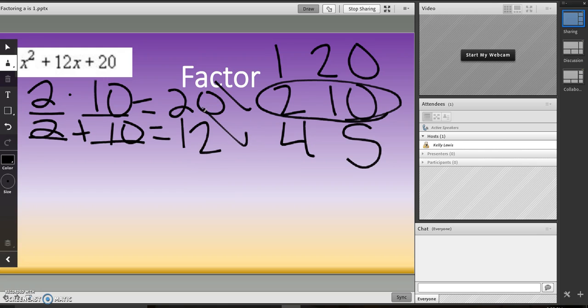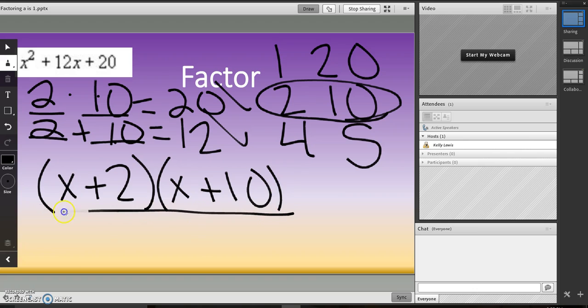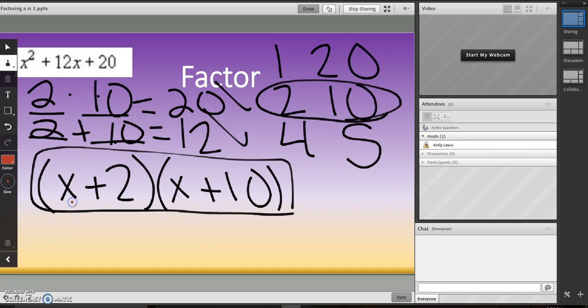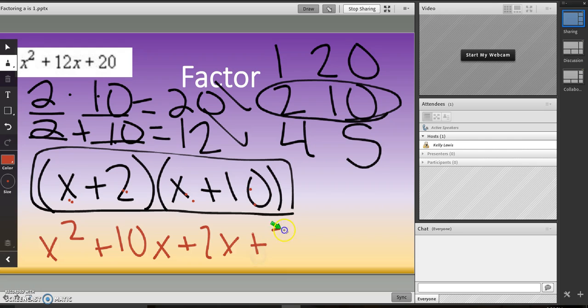Now we're going to take our numbers and do x plus 2 and x plus 10. This is our answer. If we wanted to check it, we can FOIL. x times x is x squared. x times 10 is 10x. 2 times x is 2x. 2 times 10 is 20. Then 10x plus 2x is 12x. So we get our answer. Let's do it again. This is less complicated than the factor by grouping, which is what we just did.